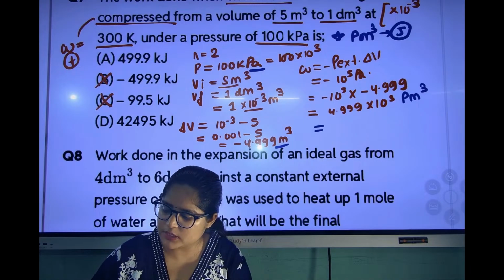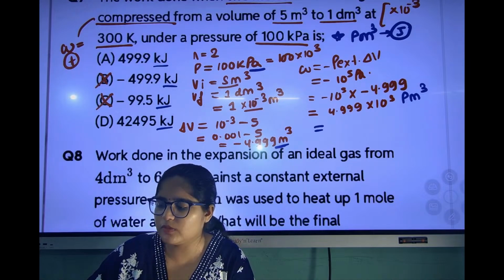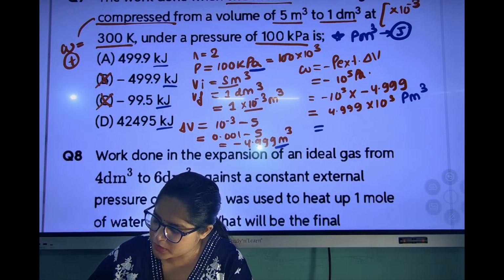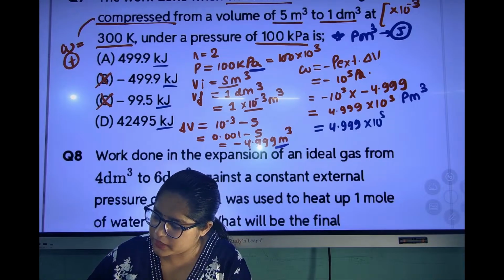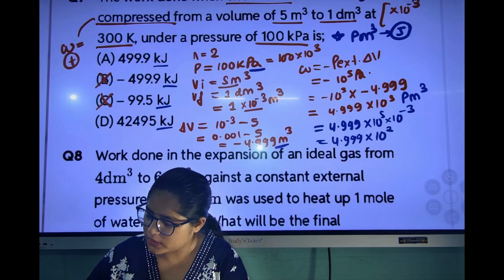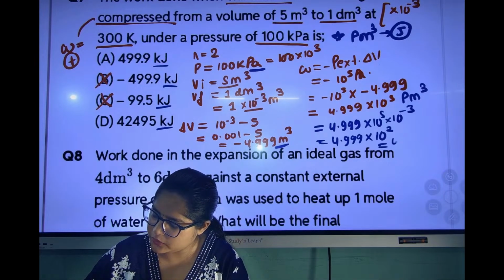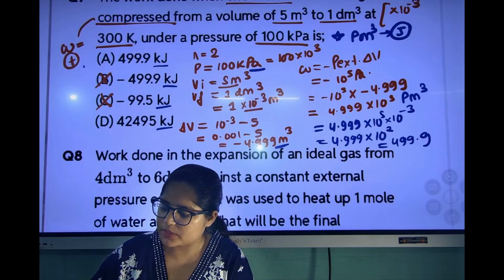But in the option it is given in kilojoule. So how to convert joule into kilojoule? We will divide by 1000. So it will come 4.99 into 10 to the power 5 into 10 to the power minus 3, which becomes 4.99 into 10 to the power 2, that is around 499.9. Which option? 499.9? Option number 1.